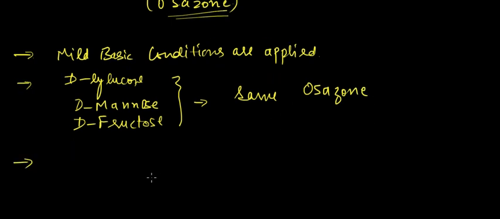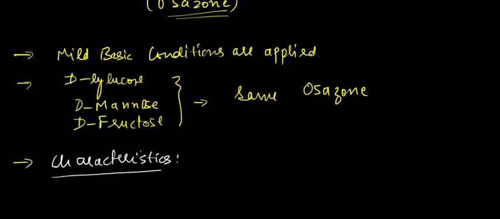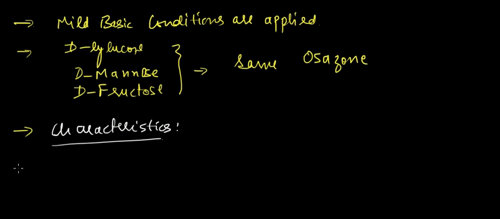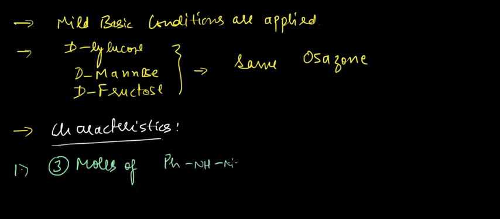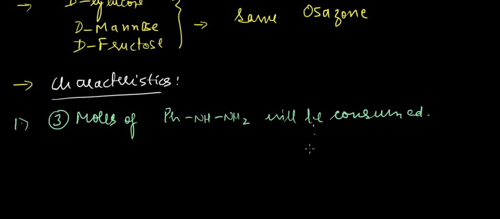Next, let us now discuss the characteristics of this reaction. The first characteristic is obviously that 3 moles of PhNHNH2 will be consumed in this reaction. So let's write it down: three moles of this reagent will be consumed.